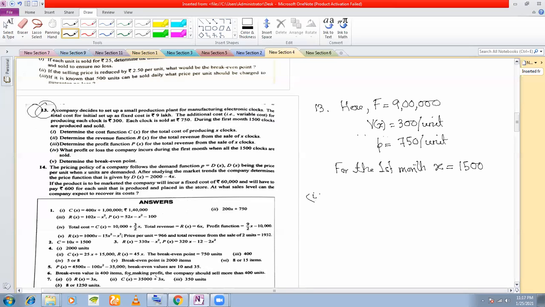Question number 1 is determine the cost function for the total cost of producing X clocks. So total cost function. Tell me total cost function.